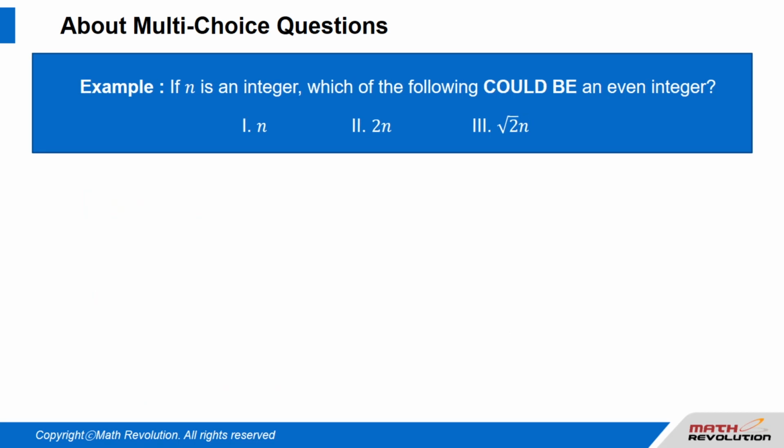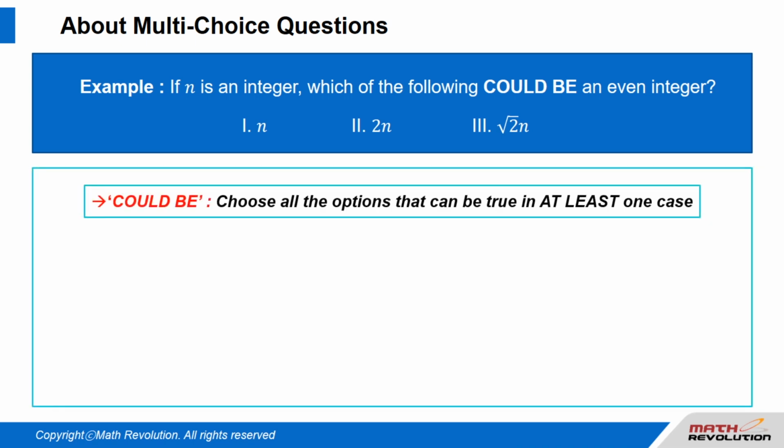Another example, if n is an integer, which of the following could be an even integer? Option 1, n. Option 2, 2 times n. Option 3, square root of 2 times n. So, the most important words are could be, and you should choose all the options that could be true in at least one case. Let's check the question.